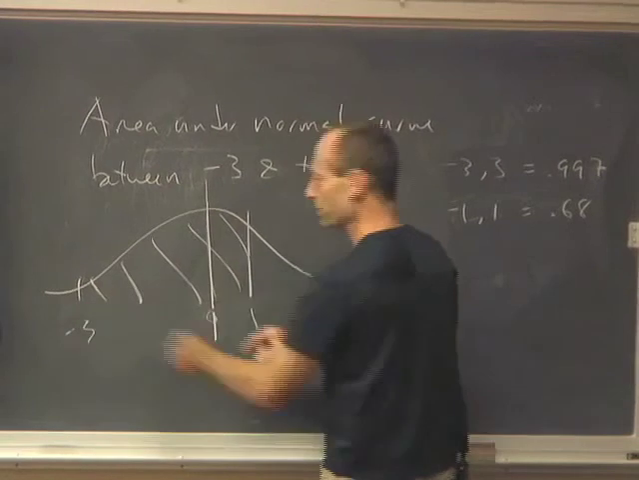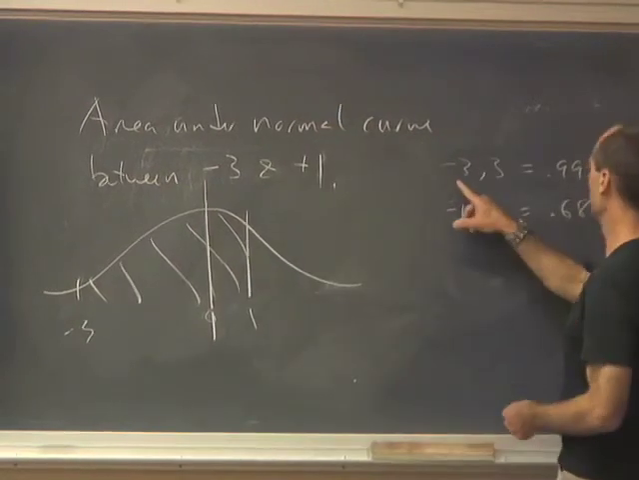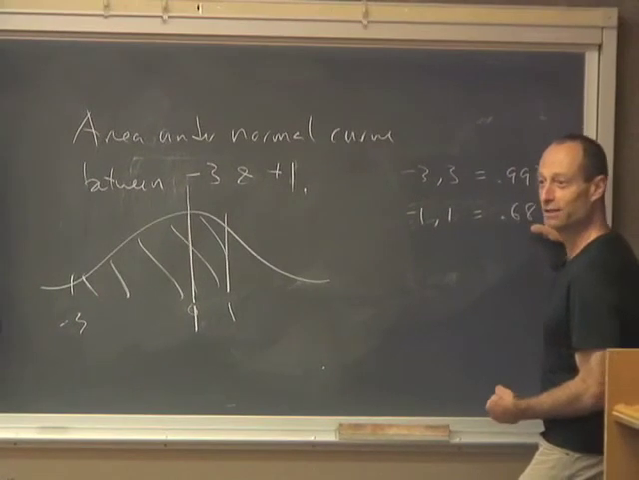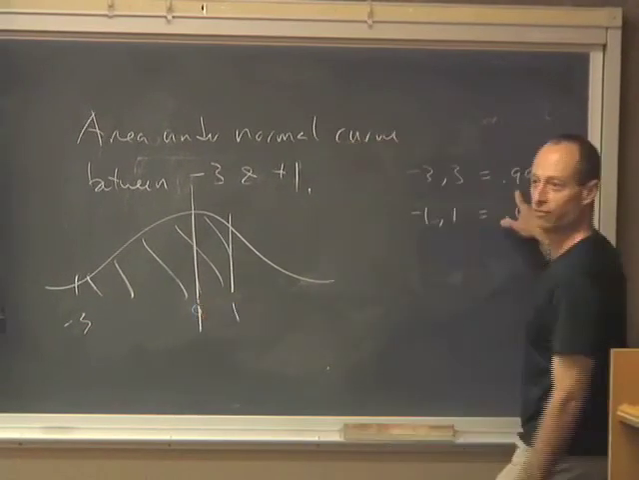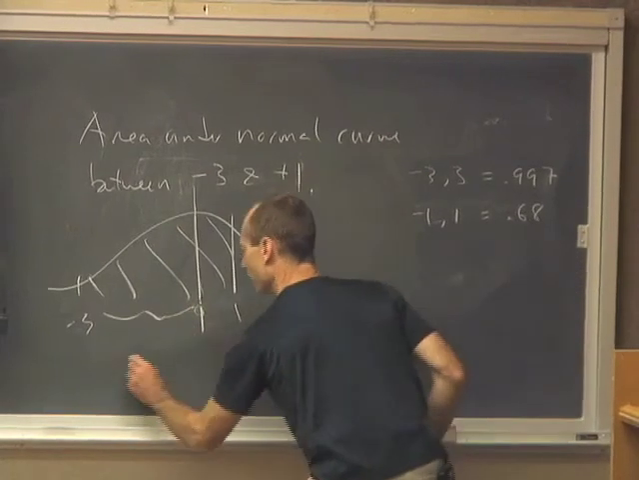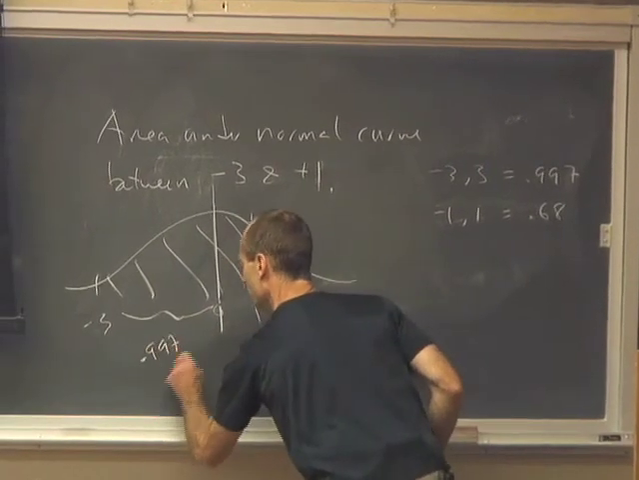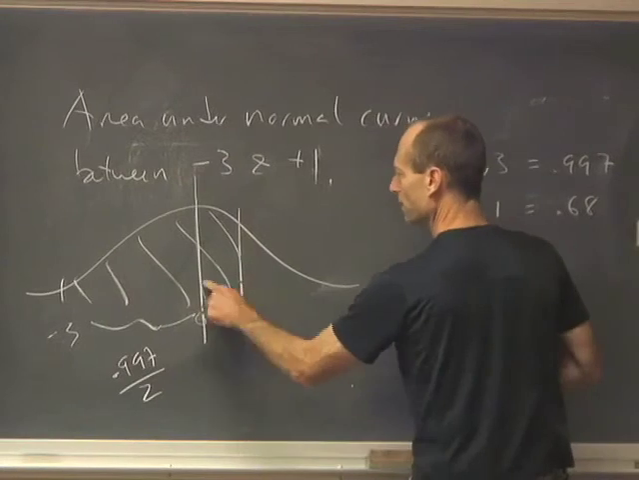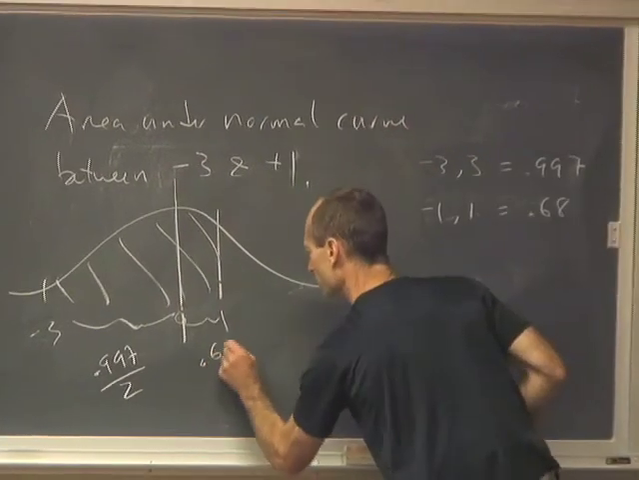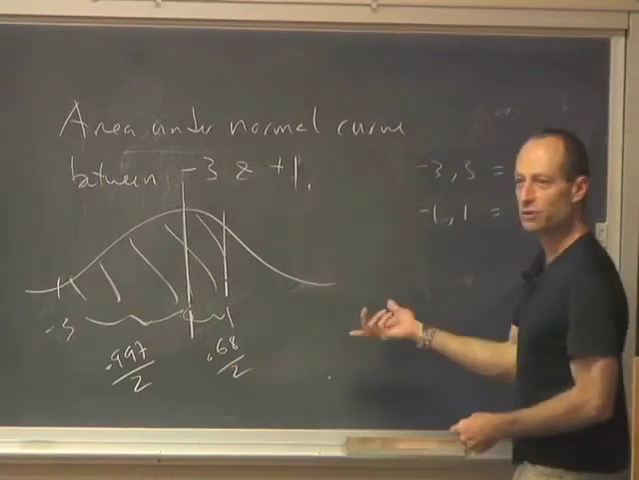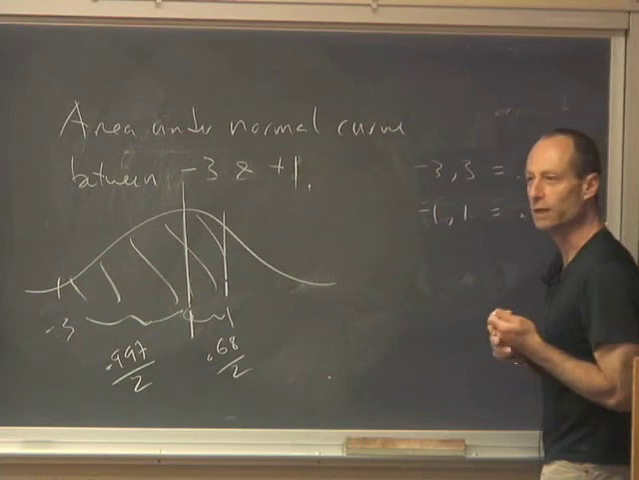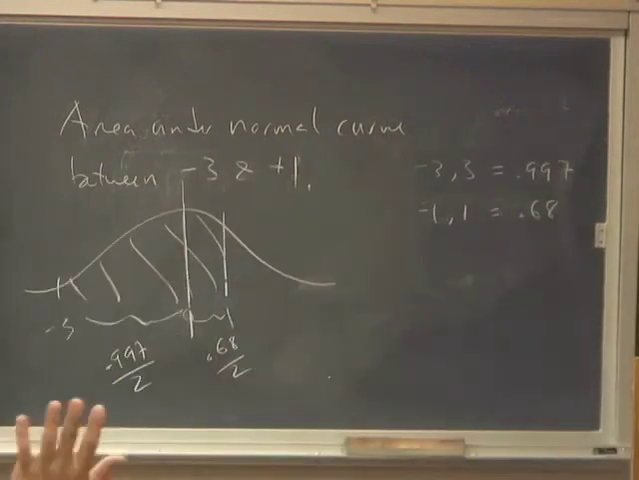What's the area between minus 3 and 0? If the area between minus 3 and 3 is this, and the curve is symmetric, the area between minus 3 and 0 is going to be half of this. So this area from there to there is 0.997 over 2. And this area is going to be half of 0.68, so this piece is 0.68 over 2. If we add those numbers together, that's the area between minus 3 and 1. Okay? Sure.